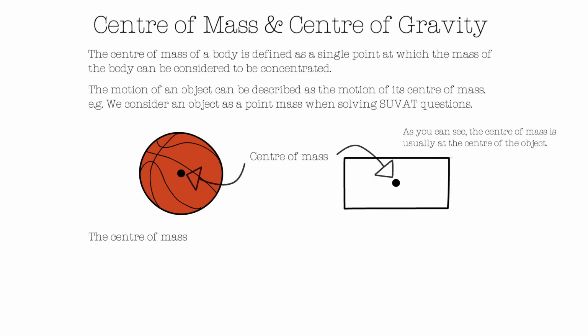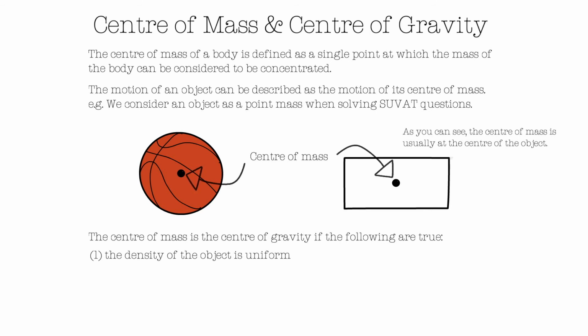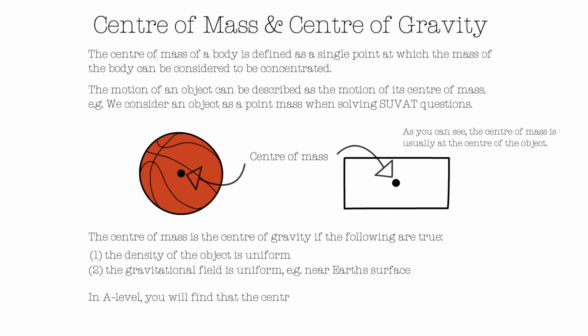The center of mass will be the center of gravity if the following are true: the density is uniform all throughout the object, and the gravitational field is uniform, for example, where the gravity is constant, like the Earth's surface. In A-level, you'll find that the center of mass is equal to the center of gravity in most cases, so it's usually safe to assume it.